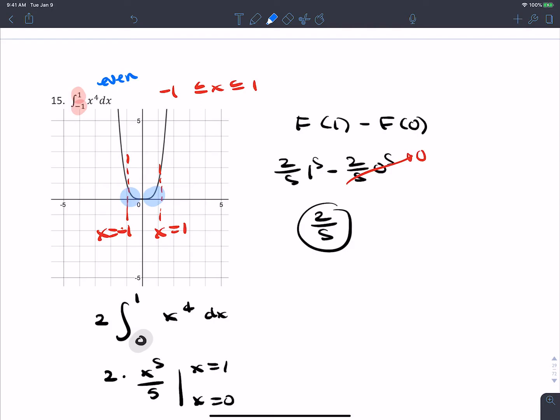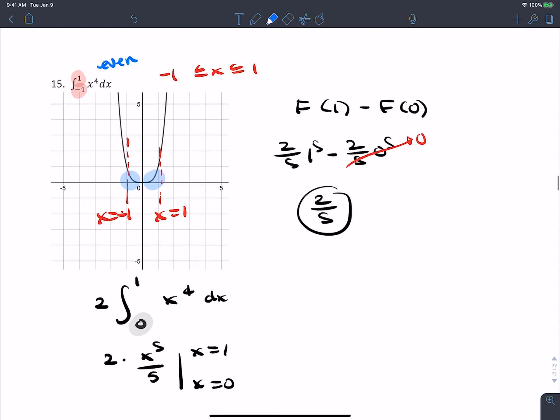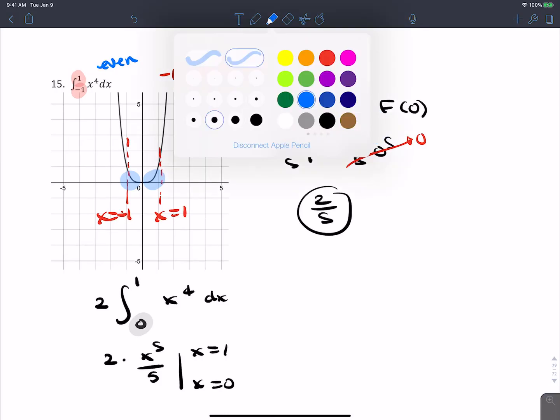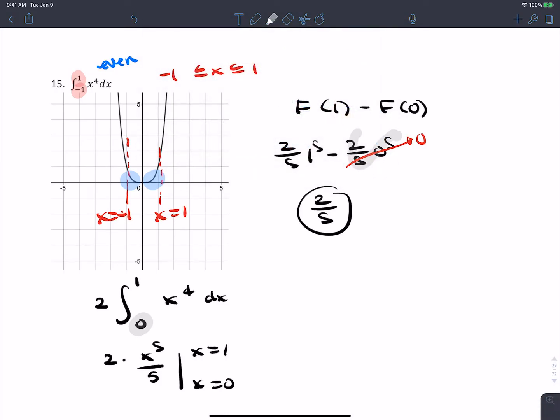Now, did that help me, knowing some knowledge? What do you guys think? Knowing that the function was even over a symmetric interval? That was very helpful. Because over here, this integral, like I said, evaluating the antiderivative at 0 is a very nice thing that enables my calculations to be very trivial.